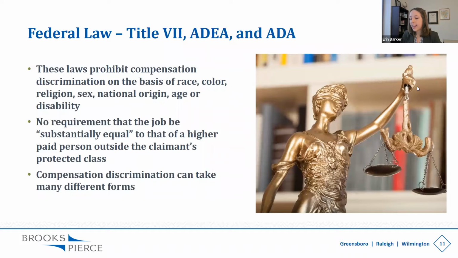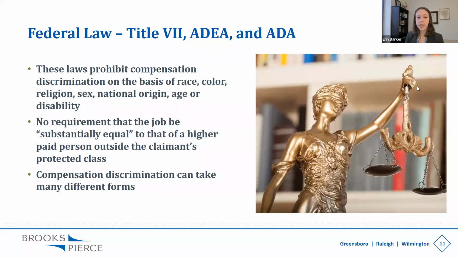All right, next we have Title VII of the Civil Rights Act of 1964, the Age Discrimination in Employment Act of 1967, and the Americans with Disabilities Act of 1990 as amended. These laws expand beyond just sex and prohibit compensation discrimination on the basis of race, color, religion, sex, national origin, age, or disability. Under these laws, there's no substantially equal requirement about the job. So it's a bit broader of a protection there.